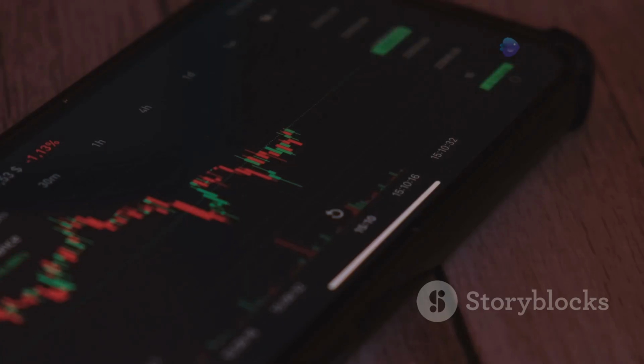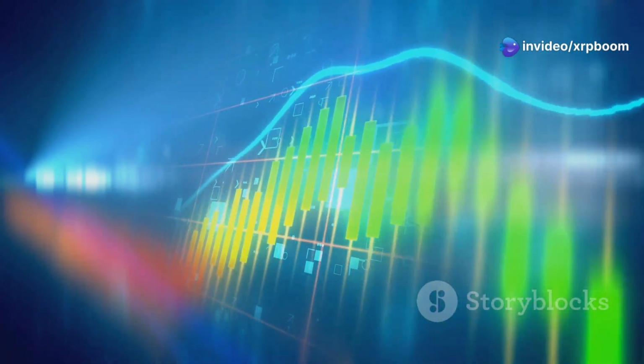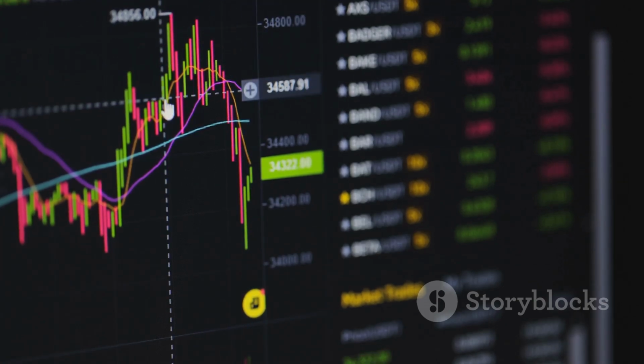The body of the candlestick is the big rectangle in the middle. It shows you the opening and closing prices for that period. A long body usually means strong price movement, while a short body indicates indecision.